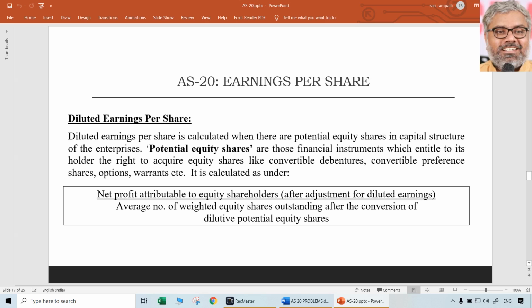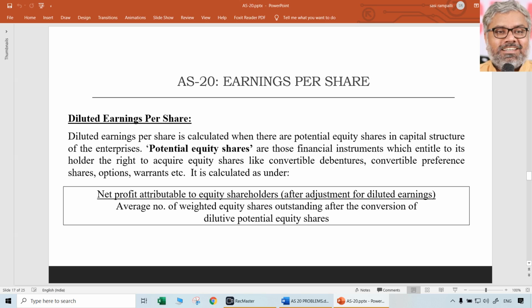So numerator, which is net profit attributable to the equity shareholders, has to be adjusted so that the impact of these potential equity shares probably becoming the real equity shares will be there on the net profit. How it will be there? That should be shown in the numerator. In the denominator, you have to take the number of equity shares, not only the original real equity shares, adding the potential equity shares also, as if those are now becoming real equity shares.